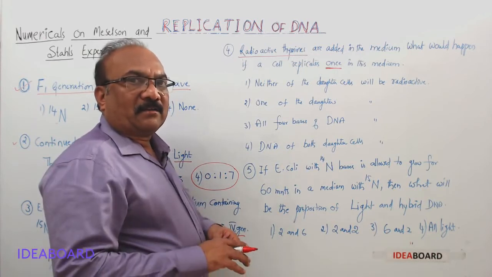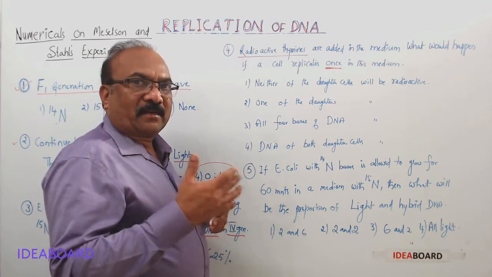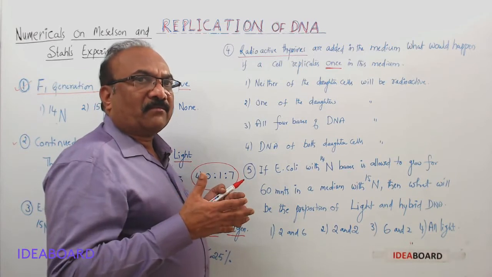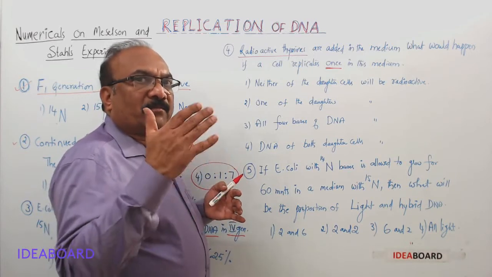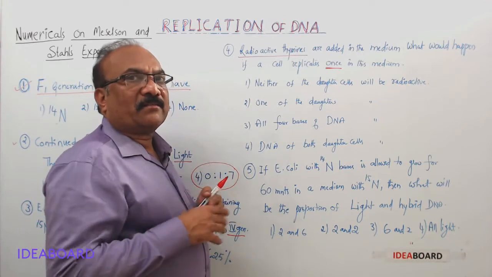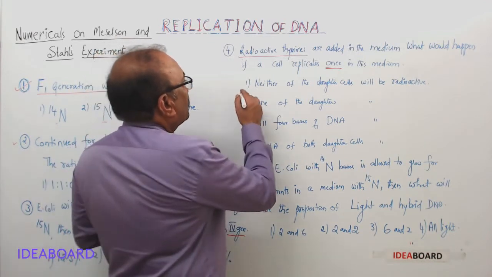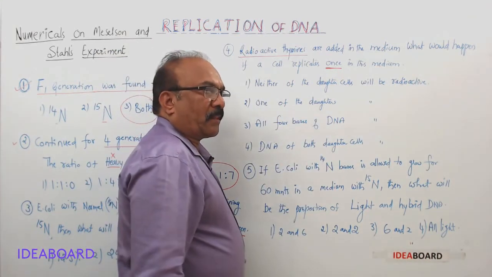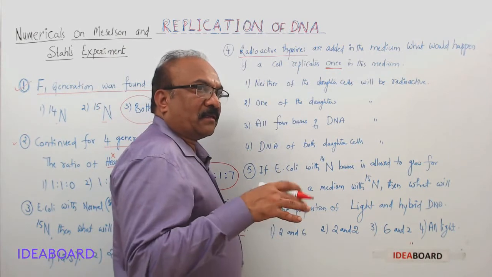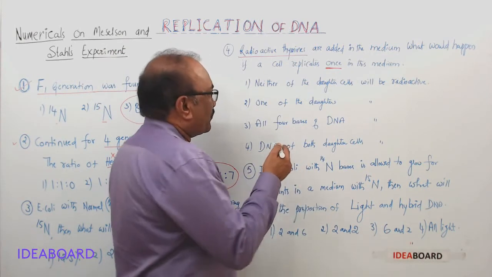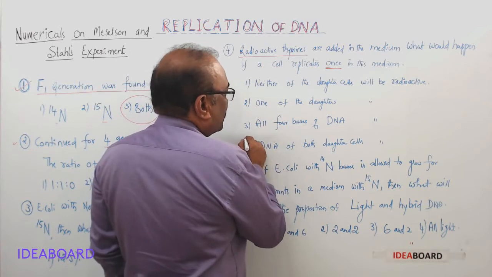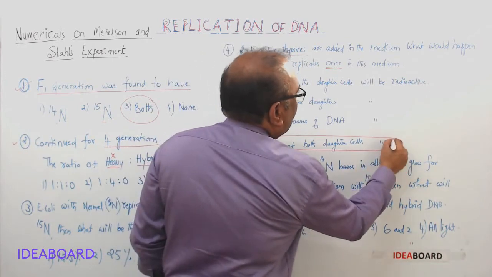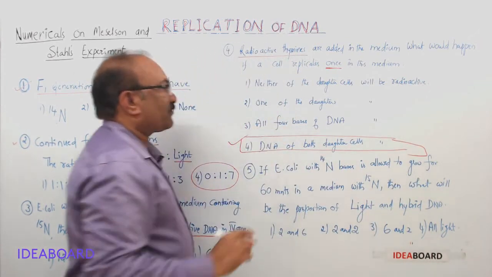And when the DNA replicates, all its nitrogen bases, wherever thymine is there, it will be radioactive thymine. So that's why this is not correct. One of the daughters, no. In both DNAs you will find this radioactive thymine. So that's why the correct answer is this fourth one. The DNA of both daughter cells will be radioactive.